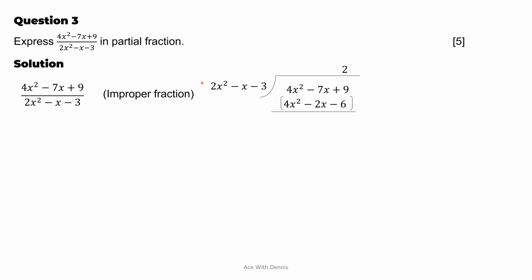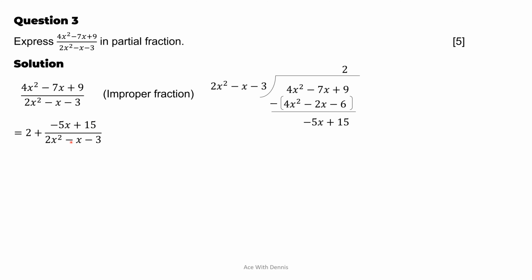Right? After that, the top minus the bottom. So 4x squared minus 4x squared cancel each other. Negative 7x minus negative 2x, we get negative 5x. 9 minus negative 6, we get 15. So this is the remainder. Then we can rewrite the fraction here. It becomes 2 plus (negative 5x plus 15) over (2x squared minus x minus 3). This is the remainder divided by the divisor.